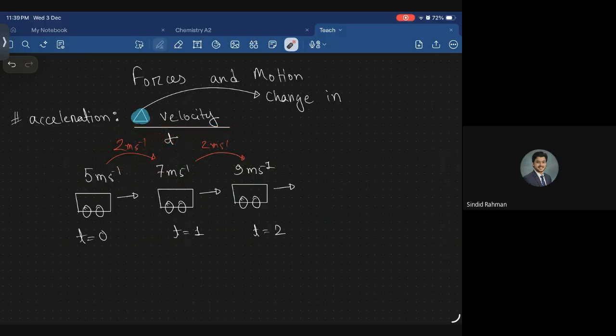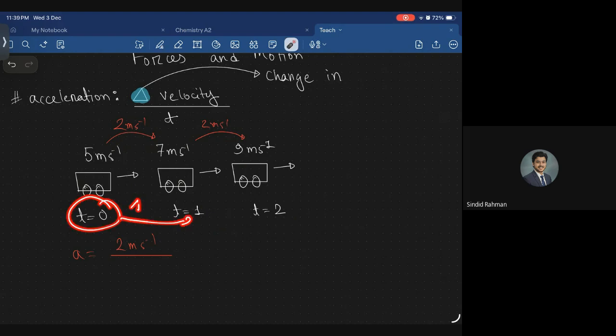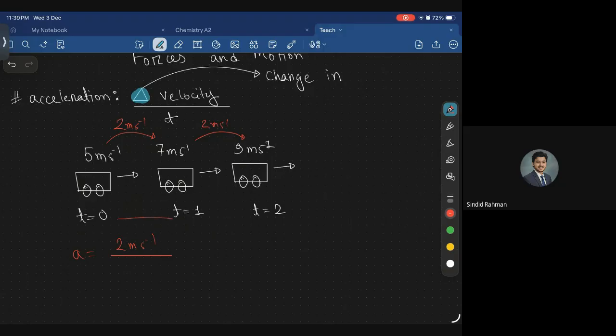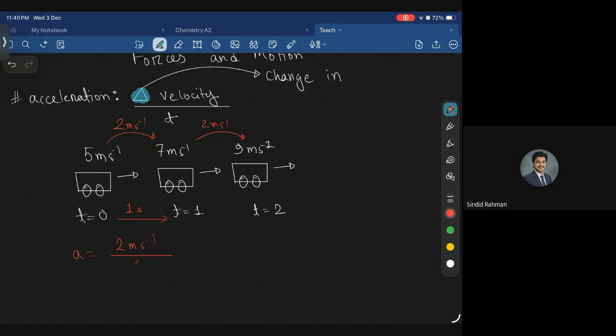So basically what will be the acceleration of this thing? The acceleration would be the change in speed, which is 2 meters per second. And for how long did the change occur? For 1 second, right? 0 to 1, the difference is 1 second, right? So this is the time. So this is 2 meters per second divided by the time, which is 1 second. This gives me 2 meters per second squared. Did you get it? Yeah, I get it.